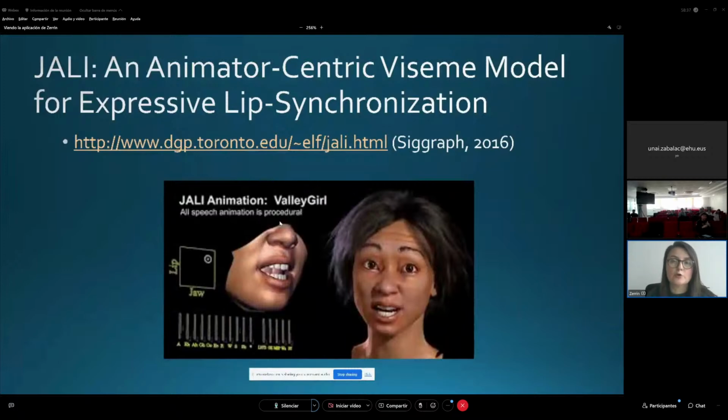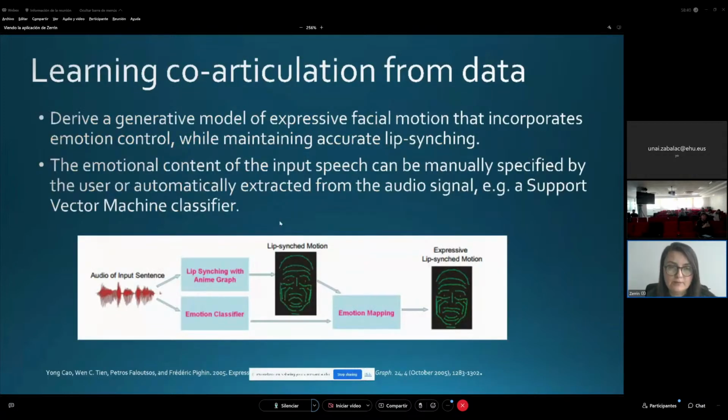The other direction is learning co-articulation from data. This is one of the early works on learning co-articulation from data by analyzing the audio. It was a technique based on motion graphs. It was called anim graph in that case, but motion graphs are in general an animation technique that can also be used for body animation. In that case, they were using it for facial animation. By constructing an animation graph and analyzing the emotional signal in the audio, the authors were able to create expressive lip sync motion.